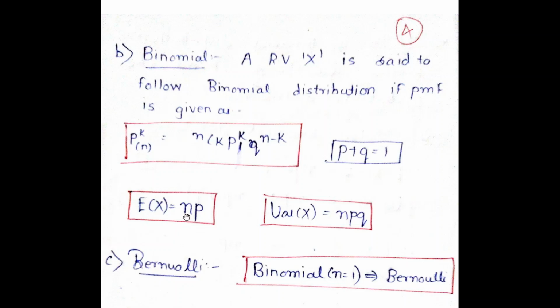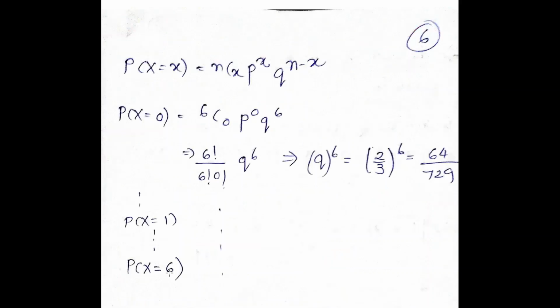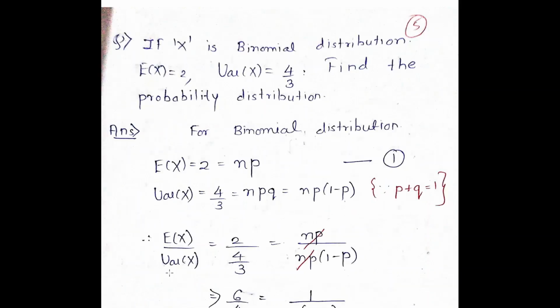And when I consider this n, which is the number of times a particular action has taken place, when that is equal to 1, the binomial distribution becomes equal to the Bernoulli distribution. So let's try to take up a numerical and solve it.